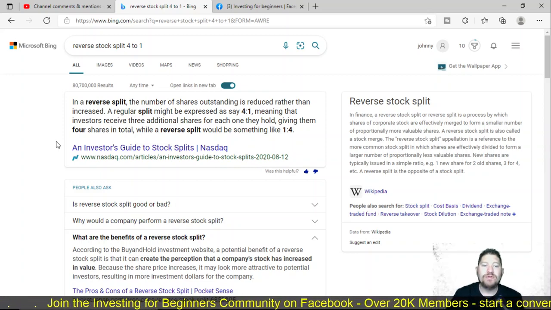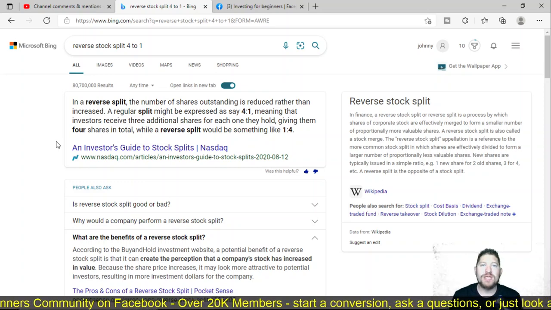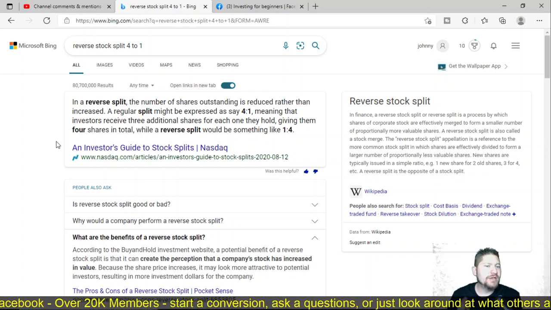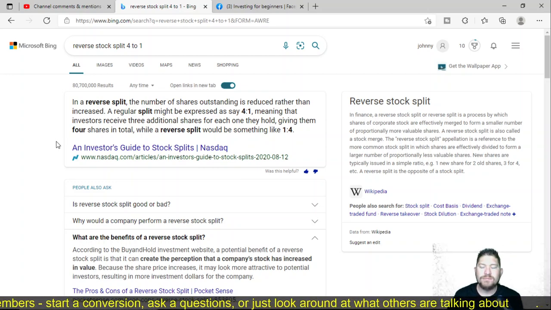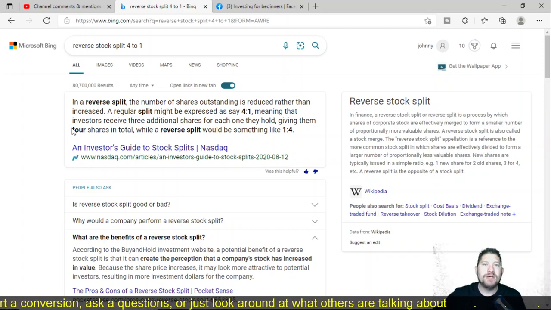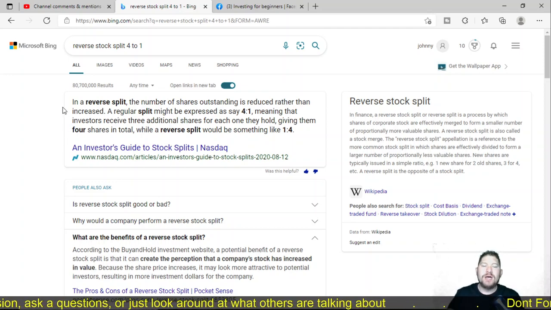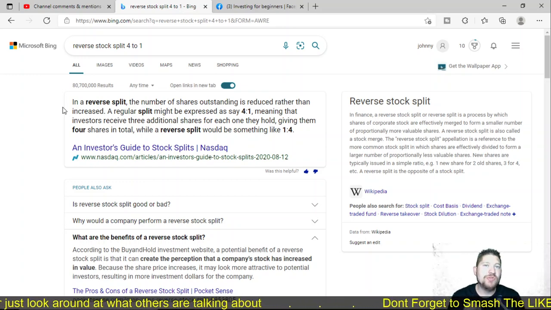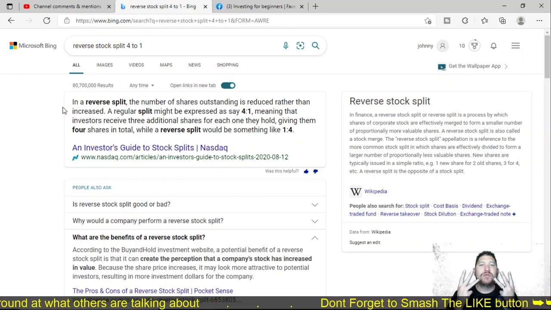Now, with the reverse split, I personally got into the company before it split. I can't even really remember when now. I could pull it up, but I got into the company before they did the reverse stock split. I had 33 shares. 33.